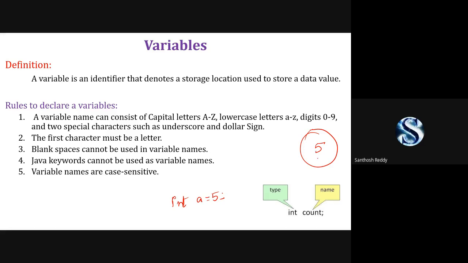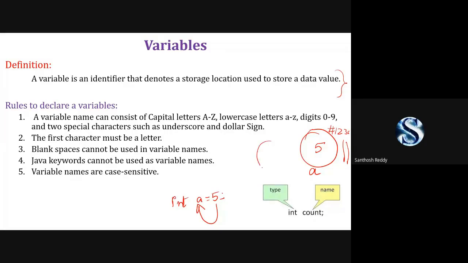To identify this memory location, you are going to have some address, like 1, 2, 3, 4, 5. You can't remember that address every time. So to avoid that, we are going to use a variable name, so that it can be easily identified. As the definition itself says, a variable denotes a storage location which is used to store a data value. To denote the storage location of this 5, we are going to use this variable a. So when you write this 5, it is going to be stored in the variable called a.